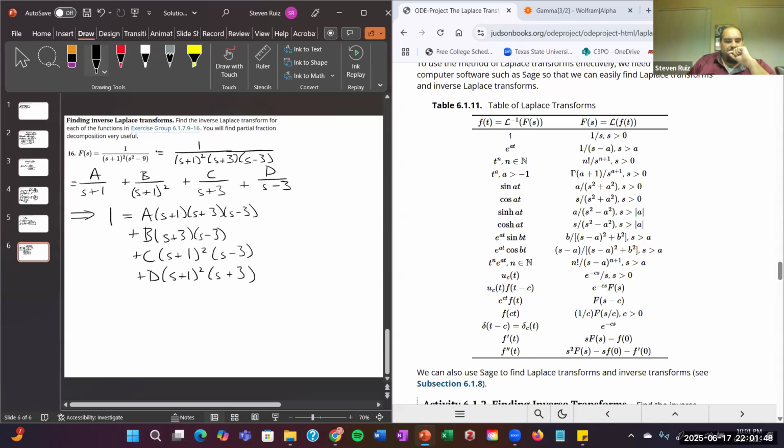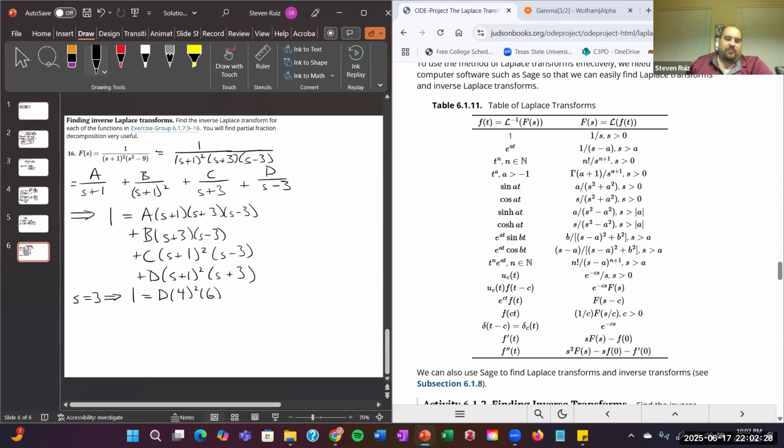So I think if I choose, let's start with s equals 3. If s equals 3, then how does this equation look? Left-hand side is still 1. All right, but what happens if s equals 3? Well, then the stuff multiplied by A goes to 0 because of the s minus 3 term. Same with B, same with C. So that allows me to get D right now. So 1 equals D times 4 squared times 6.